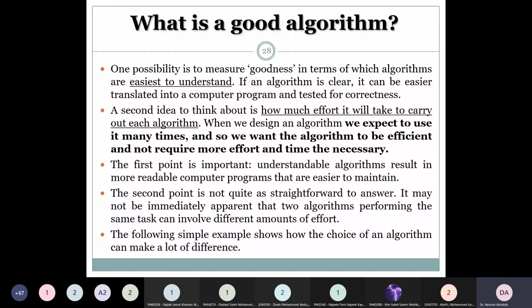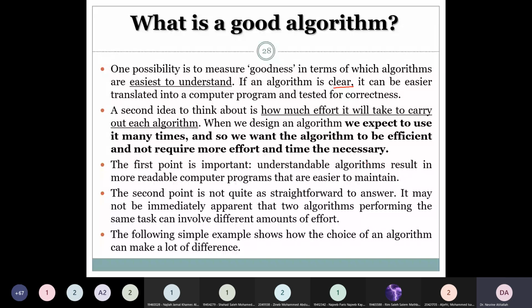Another idea to think about is how much effort it will take to carry out each algorithm. When we design an algorithm, we expect to use it many times, and so we want the algorithm to be efficient and not require more effort and time than necessary. So we need an algorithm that is easier to understand, easier to implement, and does not require much effort to carry out.